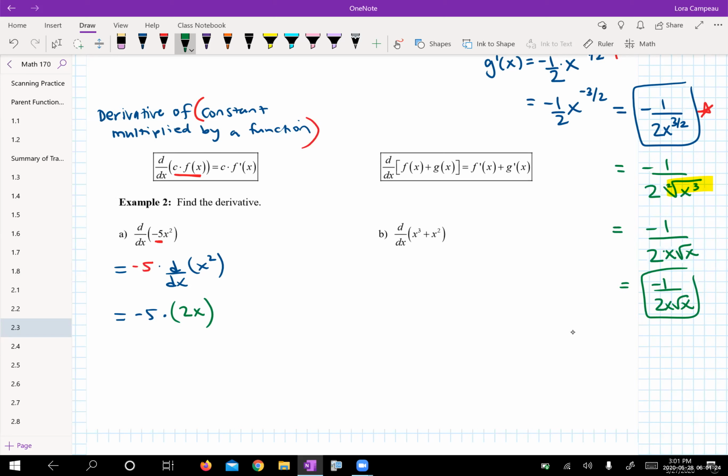So after we're done with taking the derivative of the function, the only thing we have to worry about is multiplying that 5. So -5 times 2, we end up getting -10x. There's our derivative.